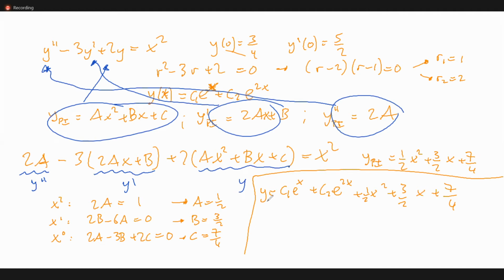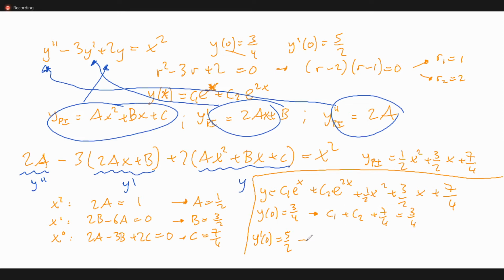So we know that when x is equal to 0, y is equal to 3 over 4. And when x is equal to 0, y prime is equal to 5 over 2. So the first condition gives us c1 plus c2 plus 7 over 4 is equal to 3 over 4.